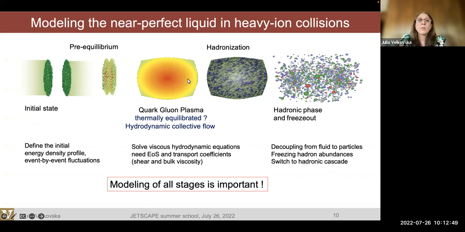We also need a decoupling scheme, how to move from a fluid to a hadron gas. And then you can handle the interactions in the hadron gas with a microscopic model that describes hadronic interactions. During the hadronic stage, the particles can still change their momentum distributions until they decouple and stream out to our detectors. And the important part here is that the modeling of all stages is important, also how you switch from one to another. And this contributes to the uncertainties in determining various observables and properties of the quark-gluon plasma.